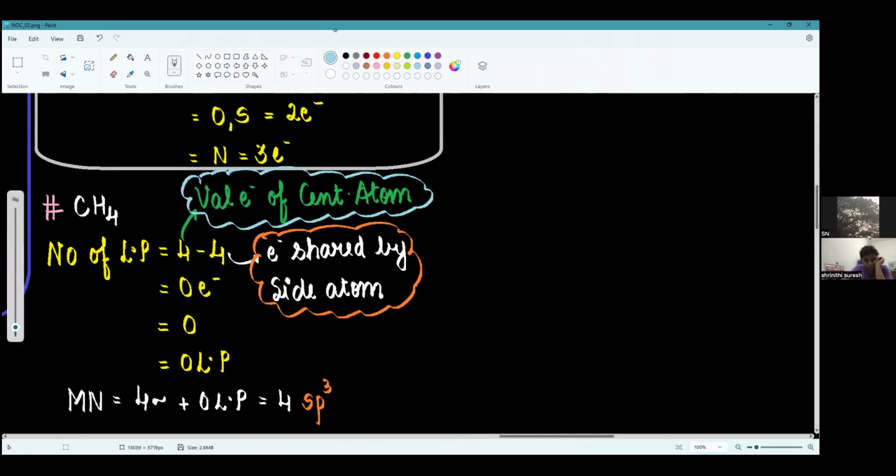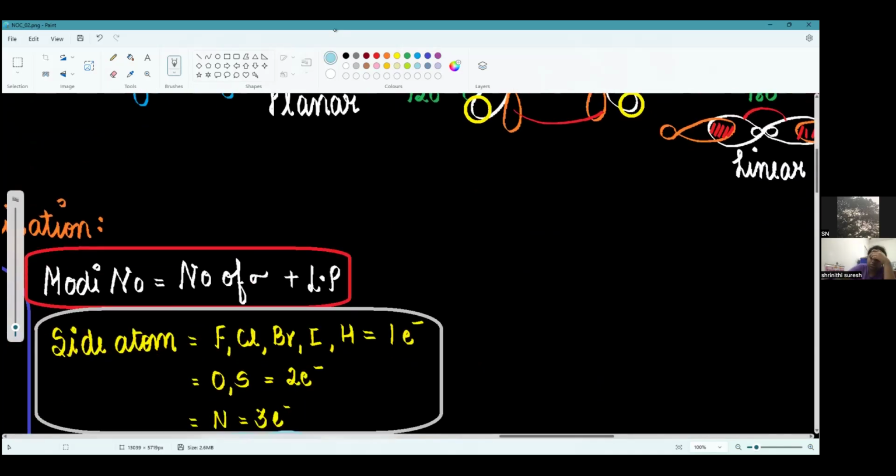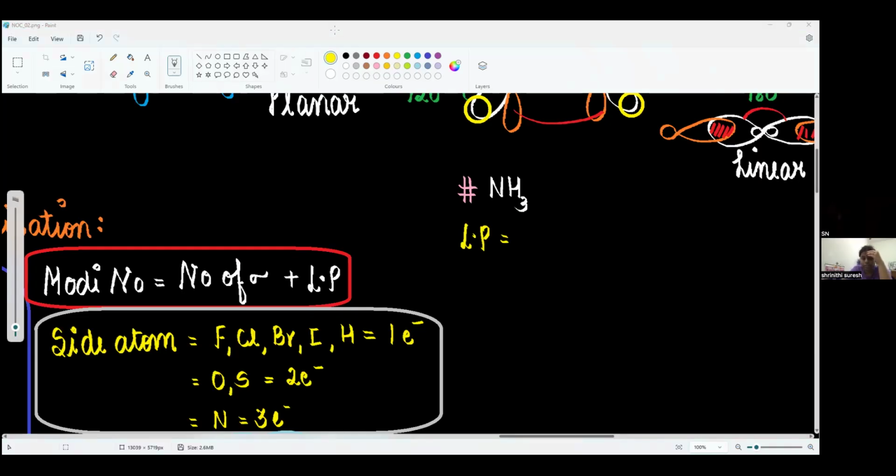Okay. So if you apply the same logic, let's do one more example. I want to know what is the hybridization of nitrogen in ammonia with the help of this shortcut. So we'll have to find the Modi number, right? The Modi number is sigma plus lone pair. So first, what do we find? We find lone pair. So how do we find the lone pair? Valence electrons of the central atom. So who is the central atom? Can you tell me, please? N, nitrogen.